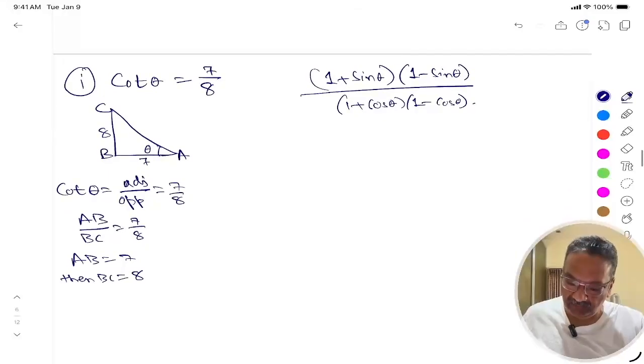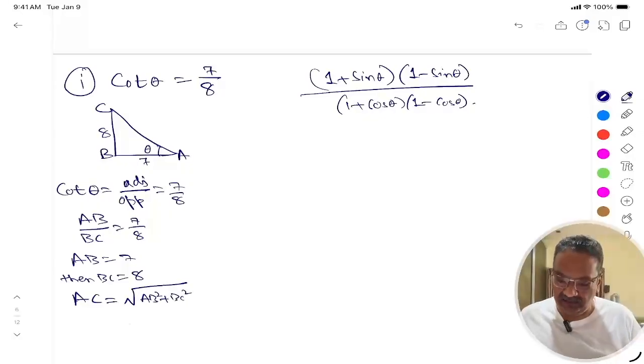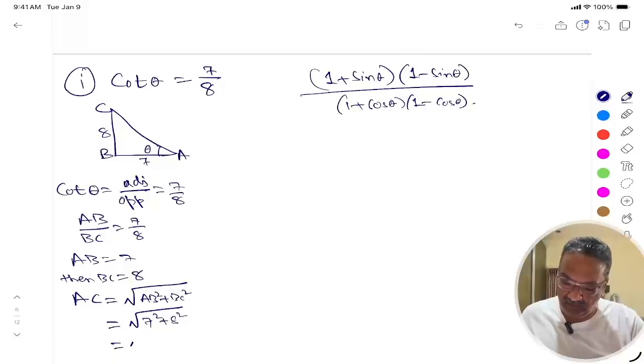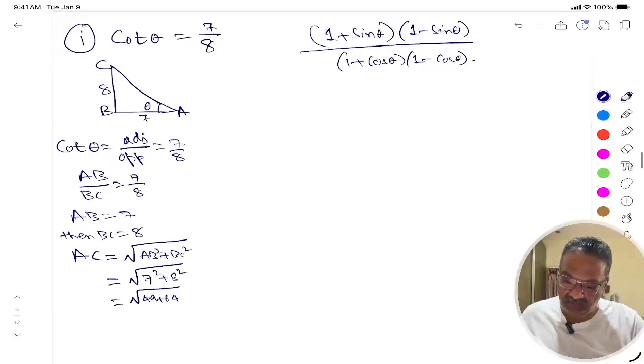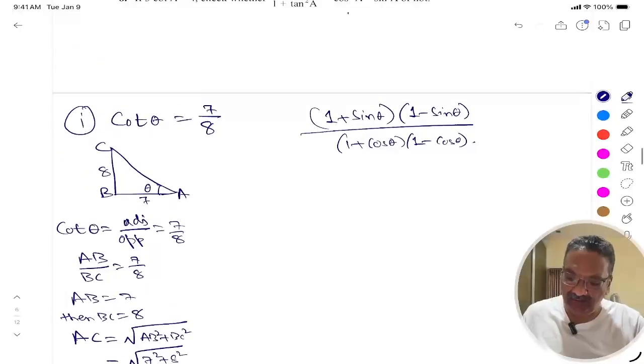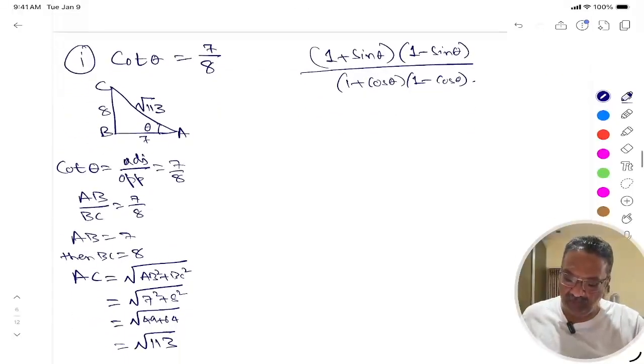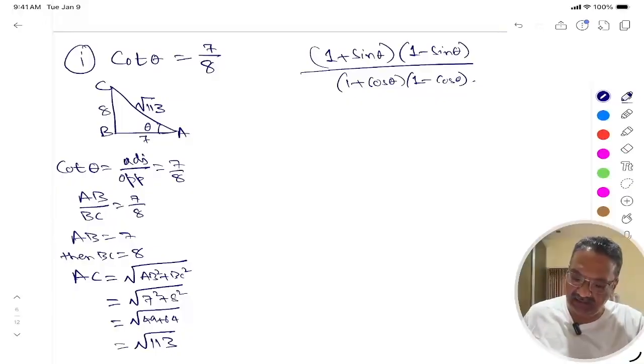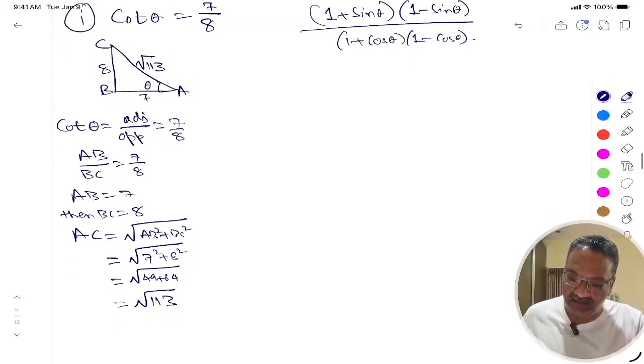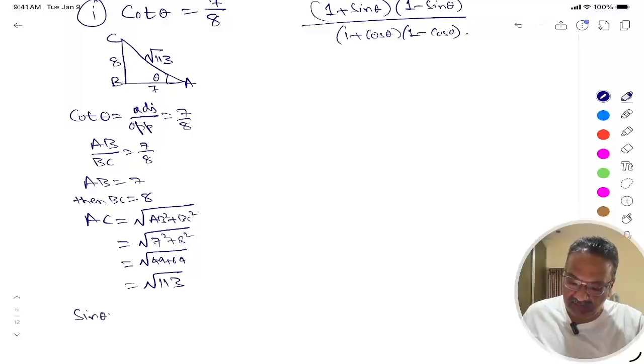So in this case, what will become AC? AC will be square root of AB square plus BC square by Pythagoras theorem. So this is equal to square root of 7 square plus 8 square, which is equal to root of 49 plus 64 is equal to square root of 113. So this will be root of 113. Next we want sin theta and cos theta. So what will sin theta be? Sin theta is opposite by hypotenuse. So opposite is 8 by root of 113.